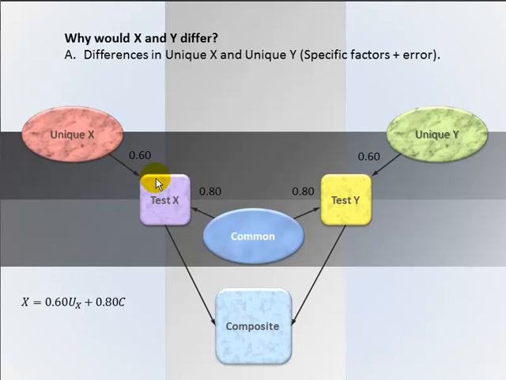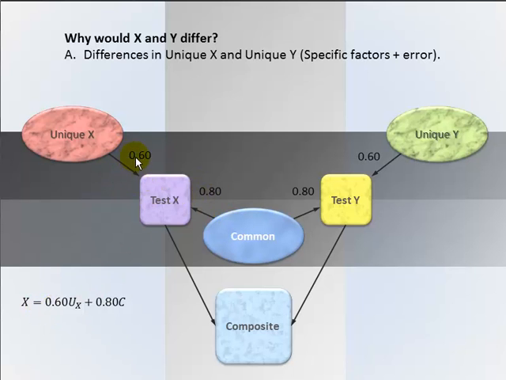These arrows are loadings, and when they're standardized, they represent correlations. That is, the correlation of the unique component of X with test X is 0.6, and the correlation of the common ability with test X is 0.8. For purposes of illustration, I made the loadings associated with test Y the same, although in practice they don't have to be. The score on test X is 0.6, this loading here, times the unique component of X, plus the common score, C, times its loading. And the reason we can add them up this way is that these two scores are uncorrelated with each other. And we don't have to divide by anything because these are standardized loadings.